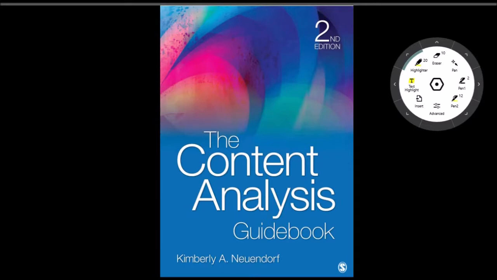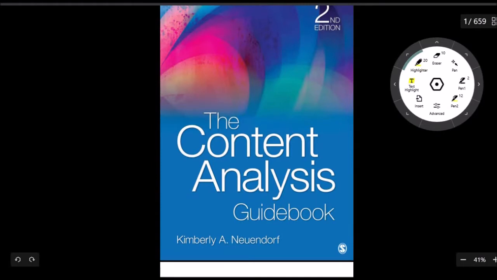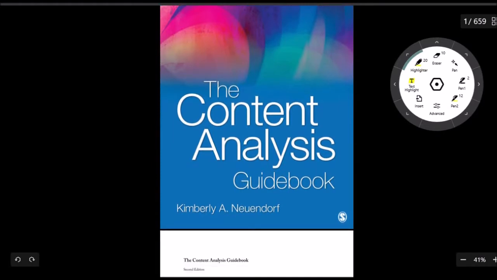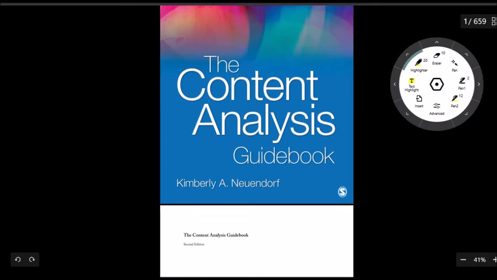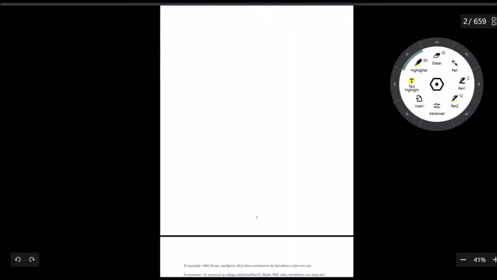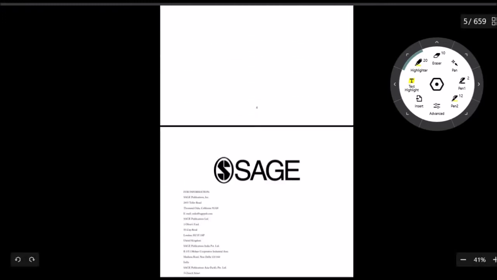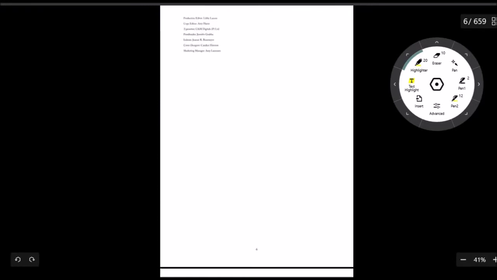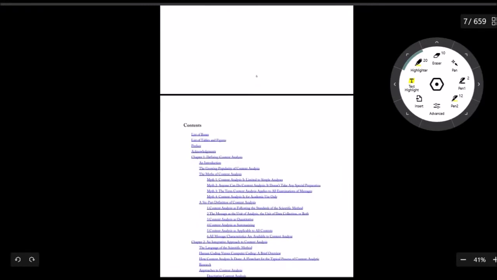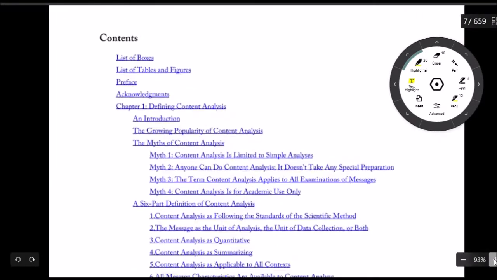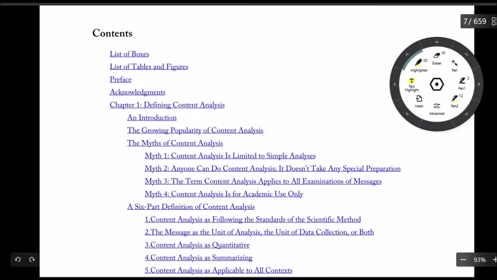I'm not going to read the entire book for you, though I have recommended that you should read it as a guidebook to understand what exactly content analysis is all about. Once you open the book, I am not going to read each and every page. What I'm interested in is introducing you to the content of this particular book. Now have a look at the contents.